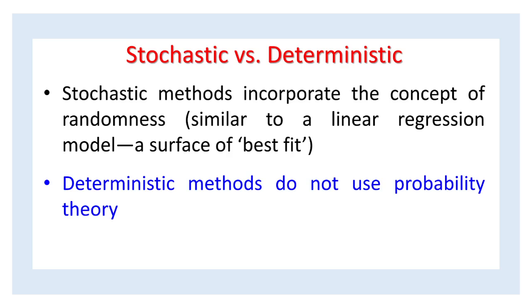Then stochastic versus deterministic interpolators. Stochastic methods incorporate the concept of randomness, similar to a linear regression model or best fit model. Deterministic methods, the name itself tells you, do not consider probability; it's more or less definite.